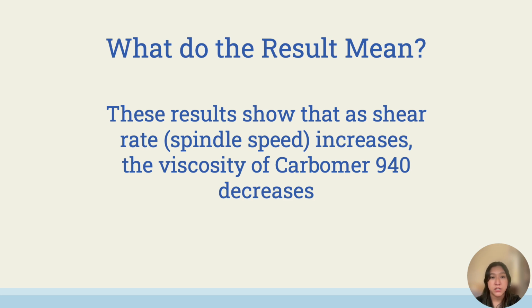Shear thinning occurs when a gel's viscosity decreases with increasing shear or agitation. As the spindle speed increases, more shear force is applied to the gel, causing the polymer chains to align in the direction of flow. This alignment reduces the resistance to movement, leading to a decrease in viscosity. Unlike Newtonian fluids, such as water, which maintain a constant viscosity regardless of shear rate, non-Newtonian fluids like Carbomer 940 exhibit changes in viscosity when subjected to varying forces.